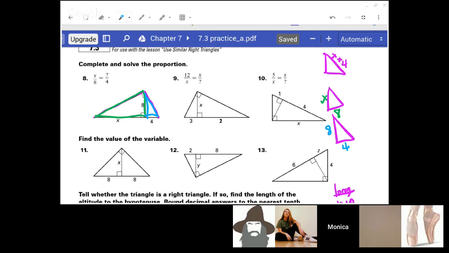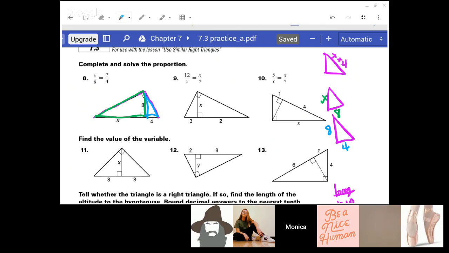Okay, so if we look at the proportion, how they have it set up, the first one they give us is x over 8. Which triangle does x and 8 come from? It comes from the medium triangle. And x is your long side on the medium triangle, and 8 is your short side. So the way they set that up was long over short, right?